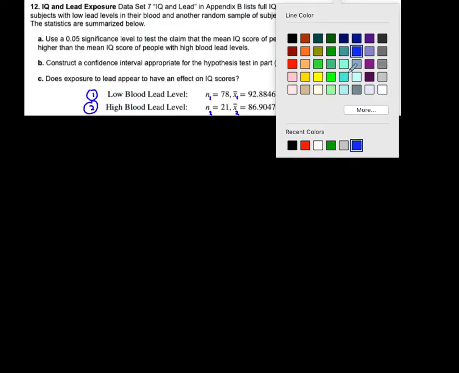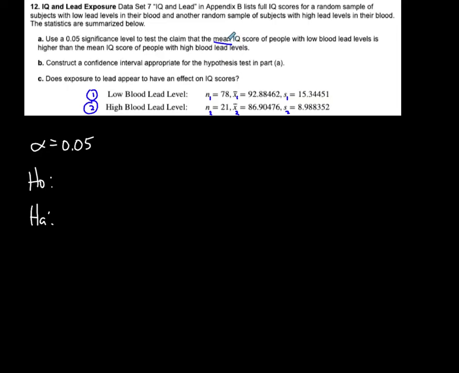So once you label that, now I can write everything else. So be careful with that. You want to remember what group 1 is and what group 2 is. Use a 0.05 significance level, that's alpha, just straight alpha, to test the claim. Let's write the null, and let's write the alternative. I'm comparing a mean to a mean, not a proportion to a proportion. So if I want to write that down now, I'm comparing mu1 to mu2 somehow.